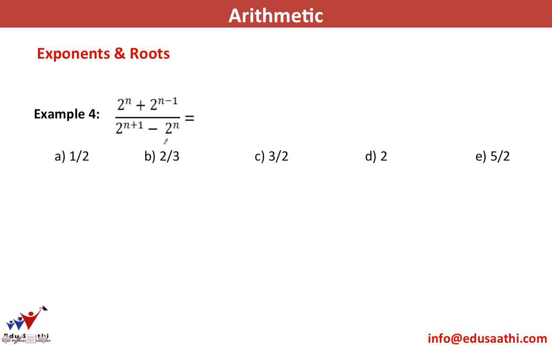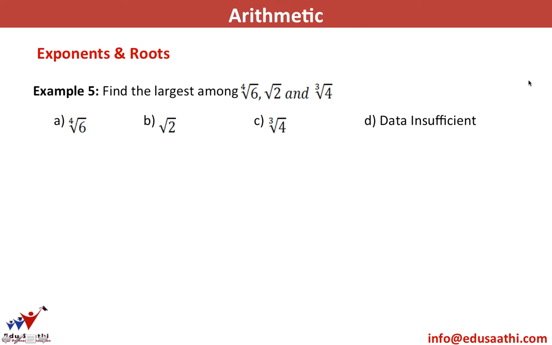The question is 2 raised to power n plus 2 raised to power n minus 1, over 2 raised to power n plus 1 minus 2 raised to power n is equal to. That is the question that you have. So again, if I write it as 2 raised to power n plus 2 raised to power n over 2, over 2 raised to power n into 2 minus 2 raised to power n, I can take 2 raised to power n common from numerator and denominator, and that will be cancelled out. This will be 2 minus, very simple, 2 raised to power n cancelled out. This is 2.5 over 1. The answer is 2.5, which is equal to 5 by 2. Let's look at another question.